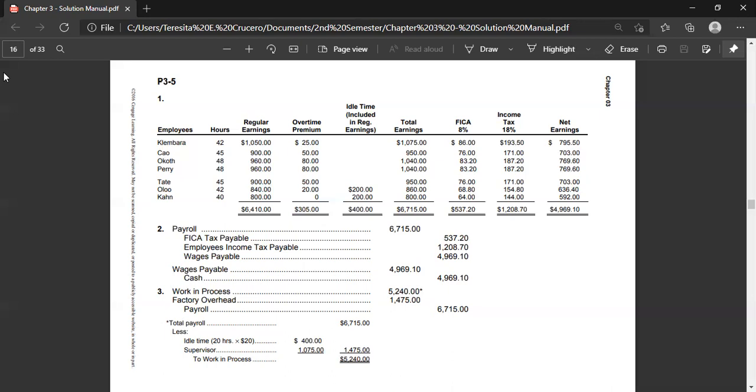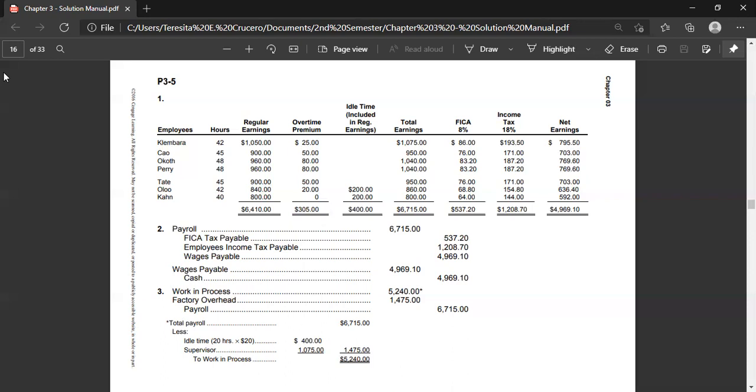The same with Perry. For Tate, it's 45 minus 40. So you get 5 multiplied by 10. And Ulo, 2 times 10 is 20. Now, Khan has no overtime. So we now get the net earnings, total earnings, and then we have the FICA tax, the income tax, and the net earnings now for 4,969.10. For our requirement in here, we have for 3-5, no?